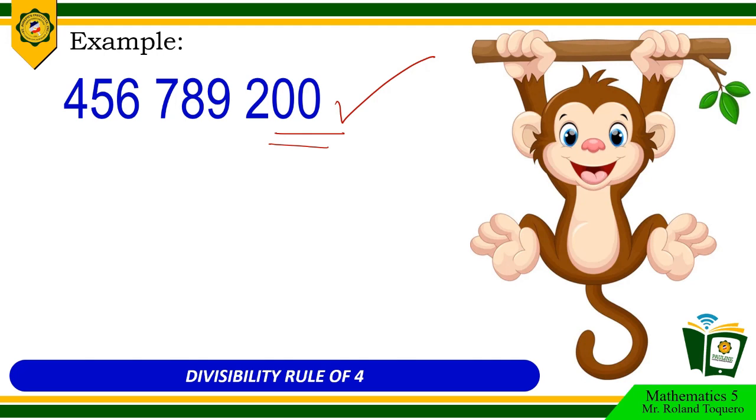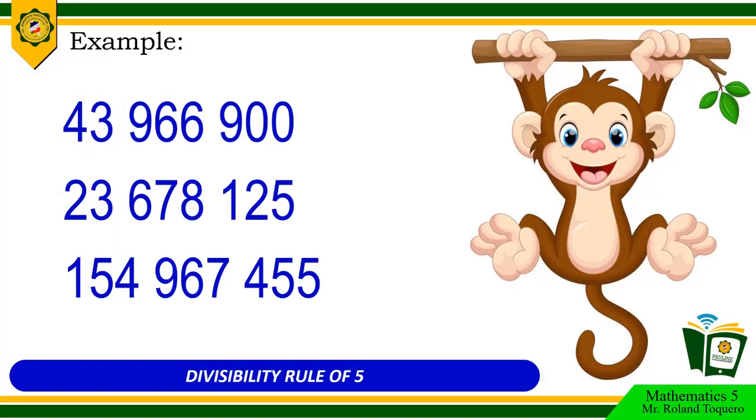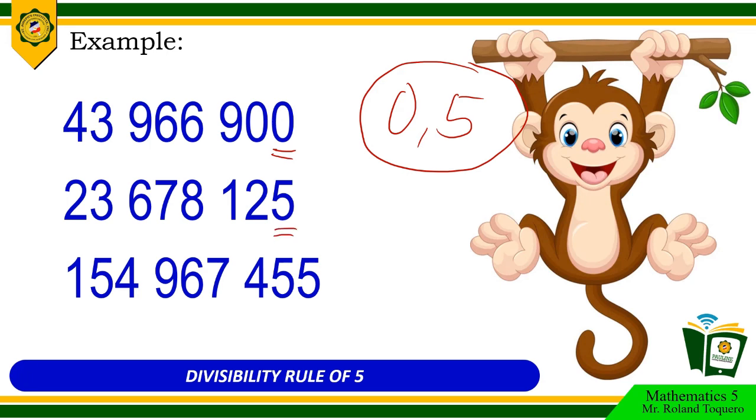Next divisibility rule, the divisibility rule of 5. How do you know if a number is divisible by 5? The answer is if the last digit of a number is 0 or 5. For example, in the given numbers, 43,966,900, 23,678,125 and 154,967,455, which among them is divisible by 5? By focusing on the last digits, all the numbers are divisible by 5.